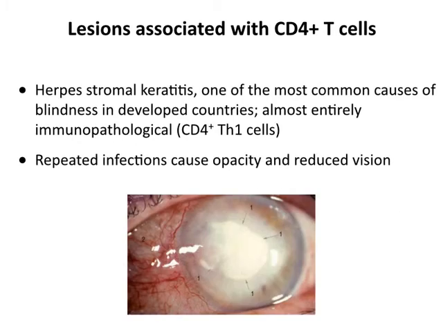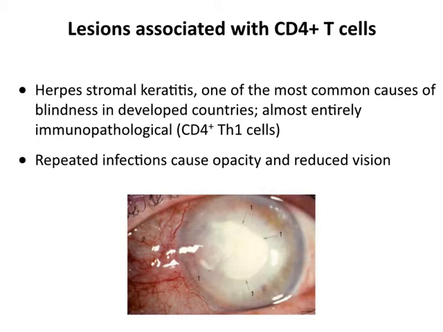Let me show you an example of that. This is herpes stromal keratitis, a very common cause of blindness in developed countries. So it's a herpes simplex infection that has gone to the cornea. So if you have a fever sore, please don't touch it and then rub your eye, because you're going to transfer virus to your cornea. And then if you get enough of these infections, you go blind, because the cornea gets scarred and eventually becomes opaque and you can't see.